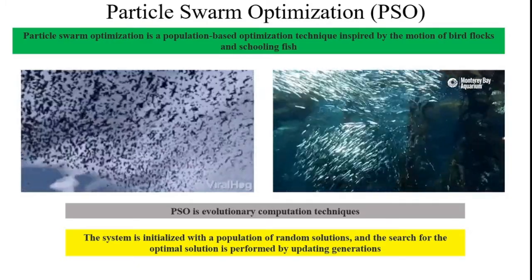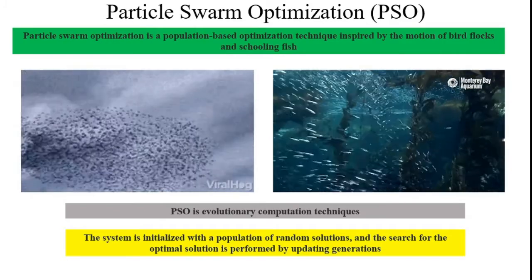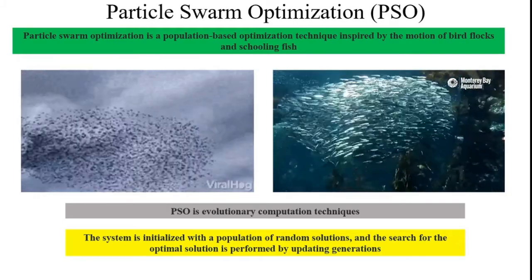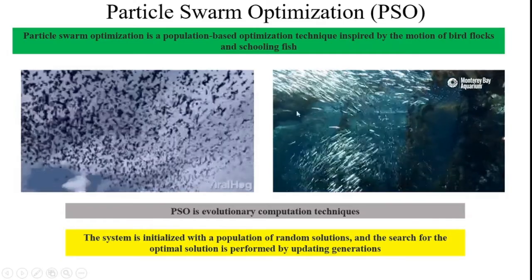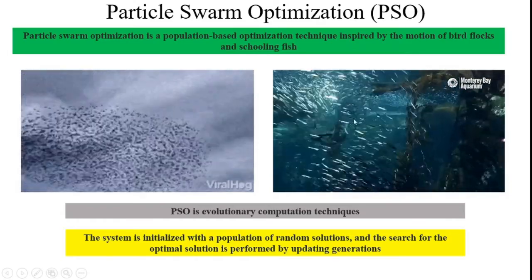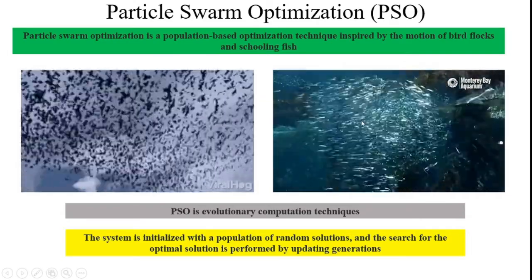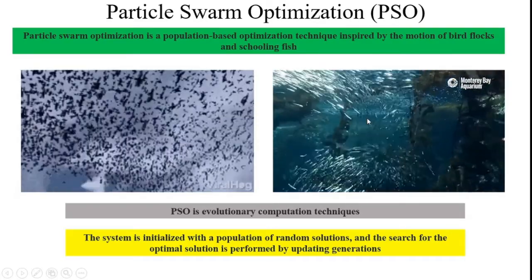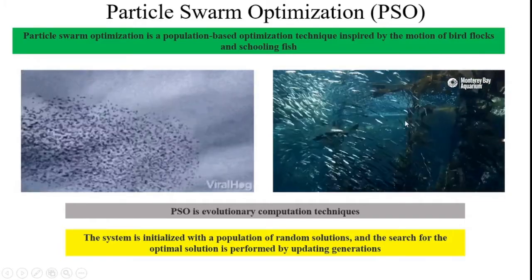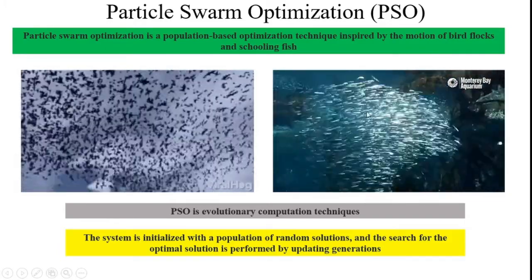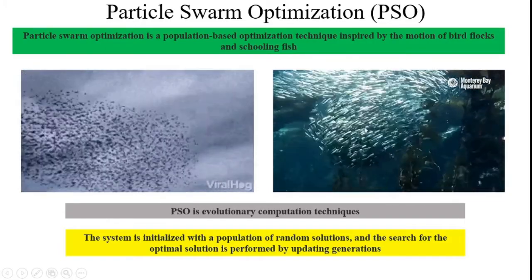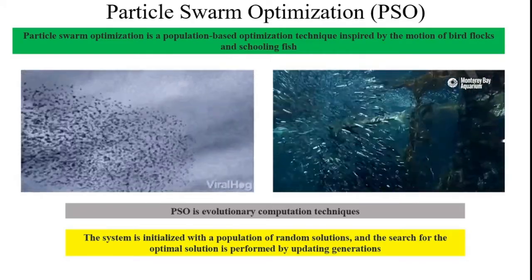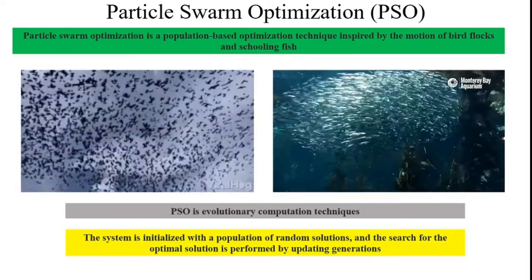Particle swarm optimization is a population-based optimization technique inspired by the motion of birds, frogs, and schooling fish. Here you see birds flocking for food and sharks schooling to identify their best food. The thing to see is how the shark identifies the best fish for its food from n number of populations, which is the technique utilized for identifying the best values in engineering problems.